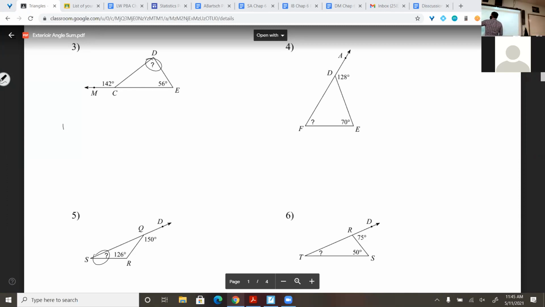So for number 3, you want the measure of angle D plus the measure of angle E to be equal to 142 degrees. For number 5, we're going to have the measure of angle S plus the measure of angle R equal 150 degrees. So fill in the information you know, subtract it from what it equals, and that should find your missing degree.